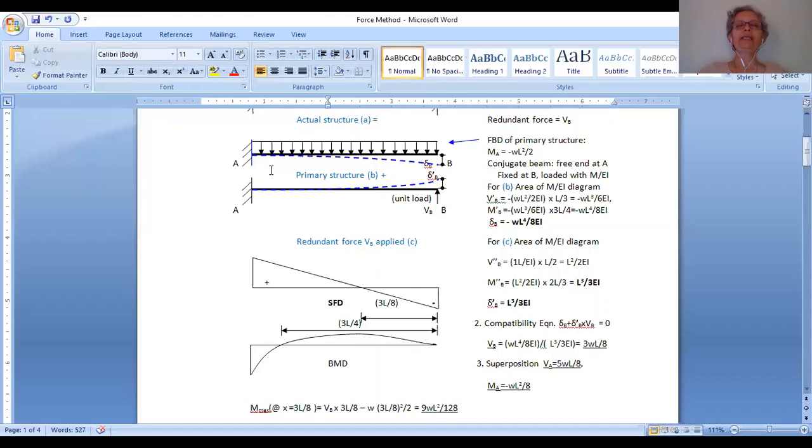Second advantage: here I was getting a very large reaction equal to W into L. Now that reaction has reduced to 5WL by 8. So it's a little more than half, maybe 64-65%. And here I have added one more support, so there is also one reaction. So the column which I have to design here, I can design for a lesser load. I will have to put a column over here.